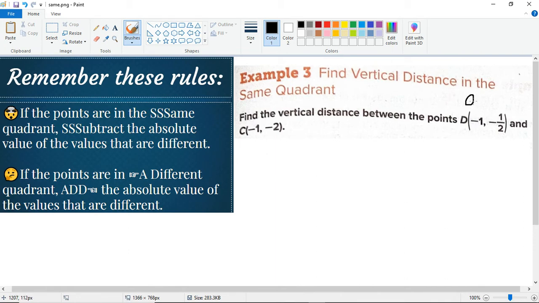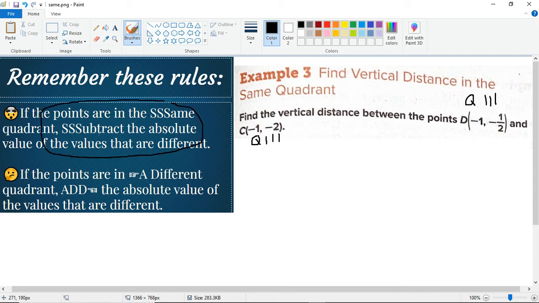We said this one was in quadrant... well, it has a negative x, negative y. So that's going to be in quadrant 3. This point is also negative, negative, so it's also going to be in quadrant 3. So the rule I have to follow is this rule.